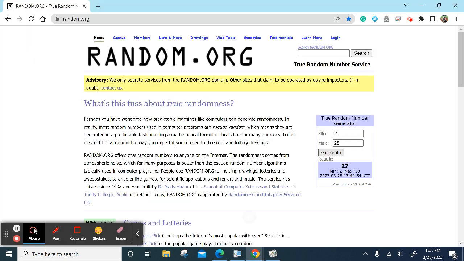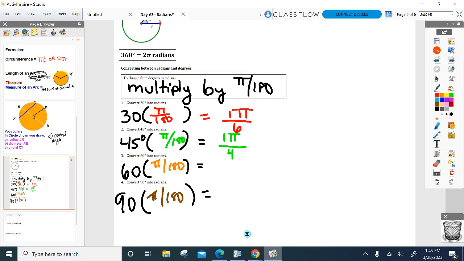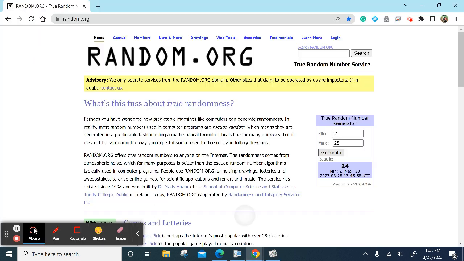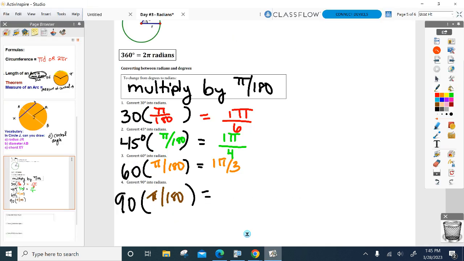How about 60 degrees? What'd that turn into? 1 pi over 3. And then how about 90 degrees? What did that turn into? 1 pi over 2.